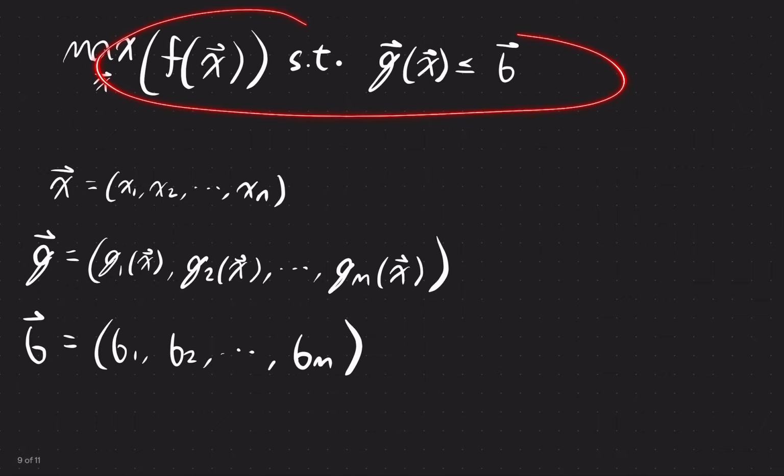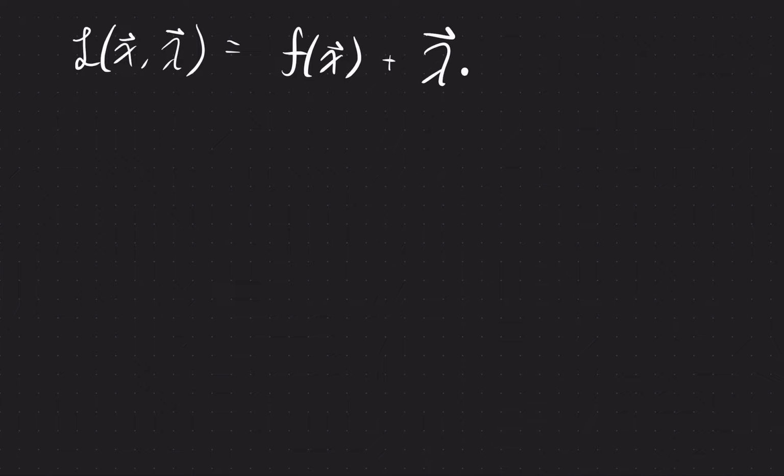So if we have this formatting from before, the Lagrangian we're going to set up is going to be L of x. It's going to have the entire vector of x's, and it's going to have a vector of lambdas. And it's going to be equal to f evaluated at x plus lambda dotted with the b minus g vector.